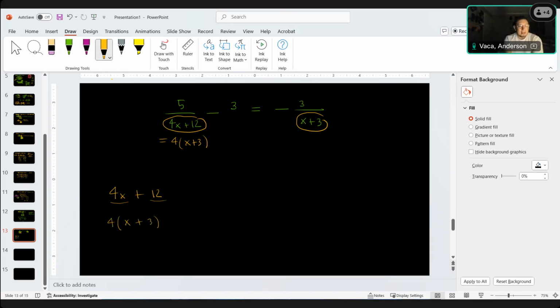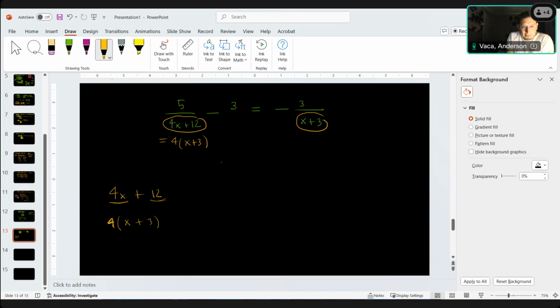So what I notice is that these two terms are both divisible by 4. We could say it like that too. So if we take out a 4, like I did here, and put it off to the side, 4x divided by 4 is 1x, and 12 divided by 4 is 3. All right.